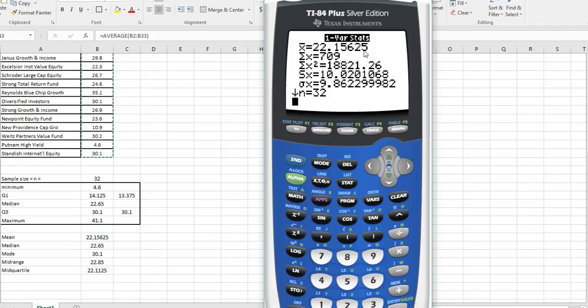This is exactly what happens here. It'll add up the x's, which is 709. It'll add up the x squares. It'll find the standard deviation if it's a sample or if it were a population. We'll talk about that in a later video.